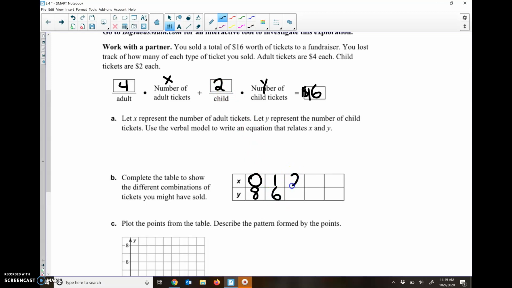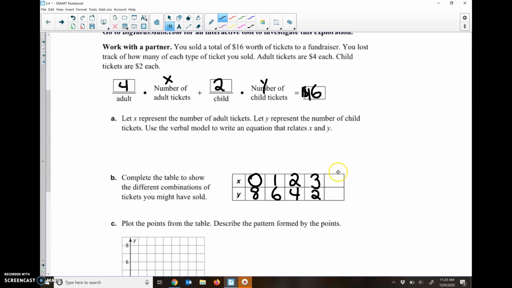Same thing, let's pretend I sold 2 adult tickets. 2 times 4 is $8, but remember I still need to get to 16, so I still need another $8. To get $8 by selling children's tickets that are $2 each, I would need to sell 4 children's tickets. Now I can still sell 3 adult tickets. 3 times 4 is $12. I still need to get to 16, so I need to sell another 2 children's tickets.